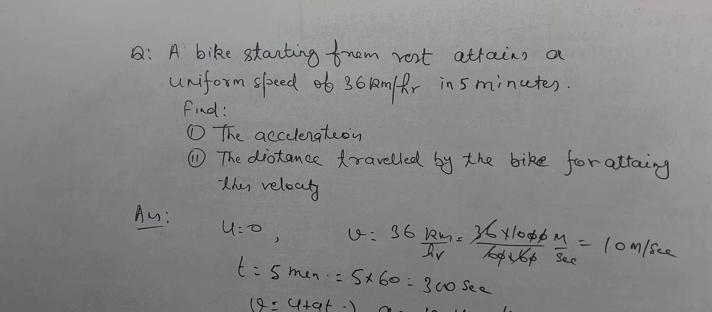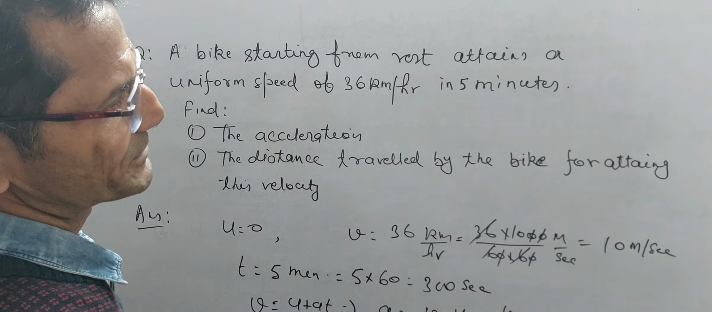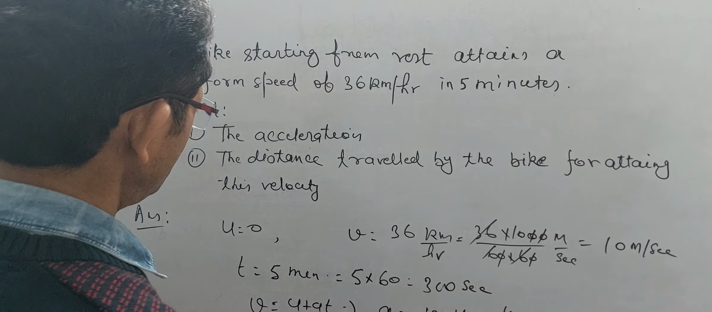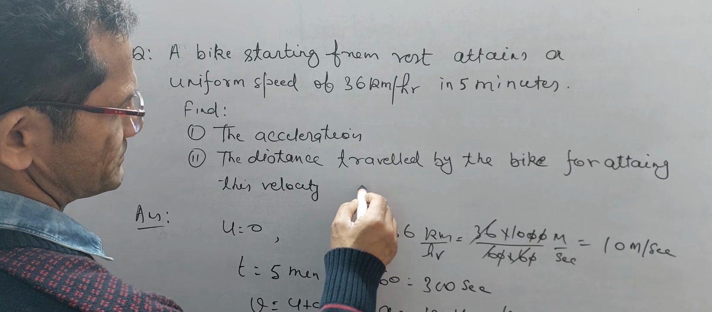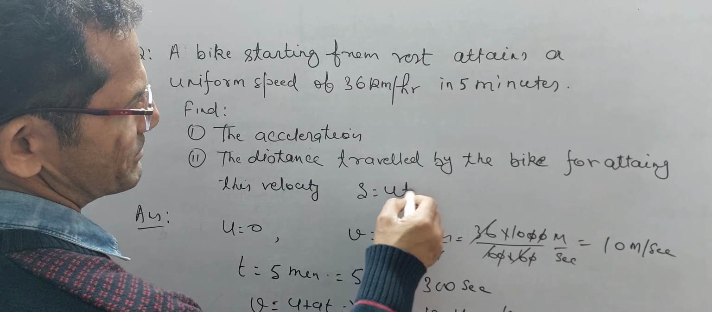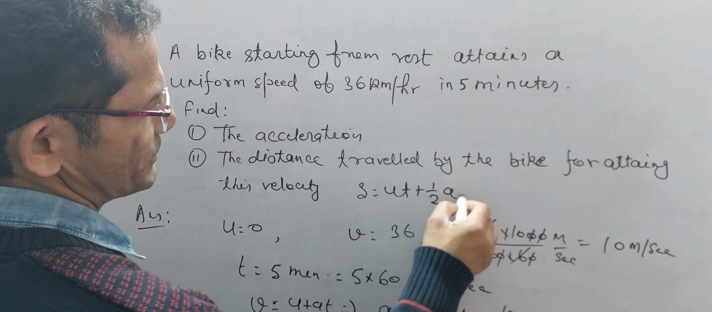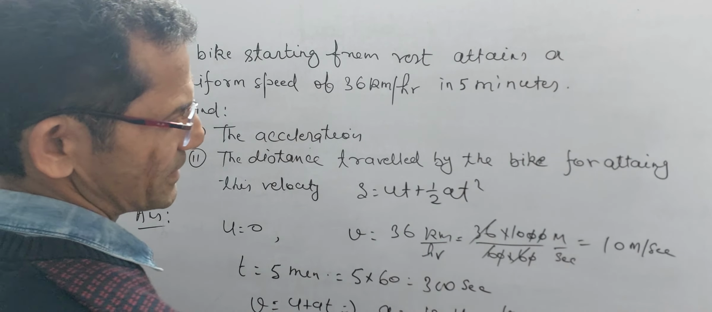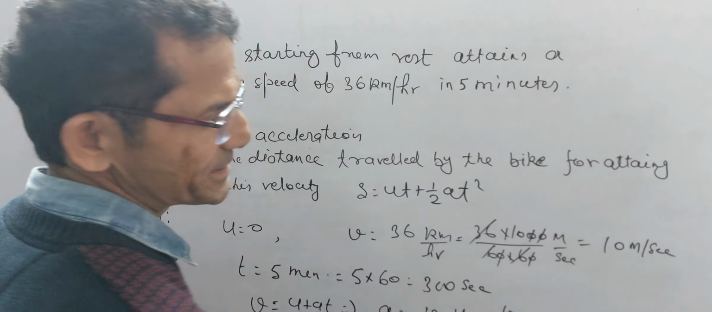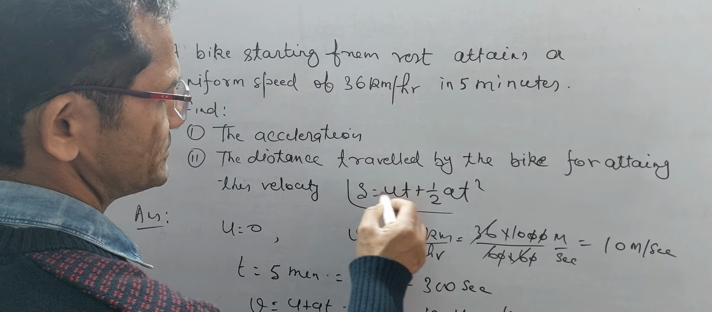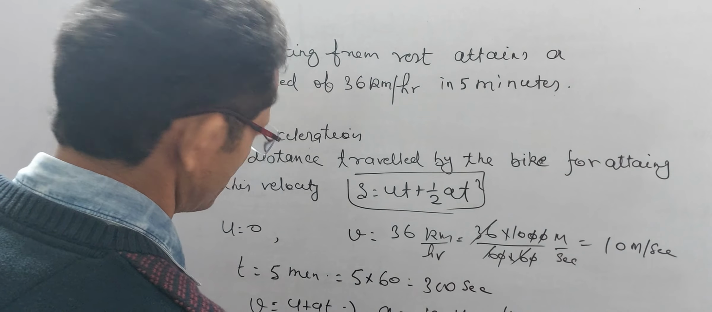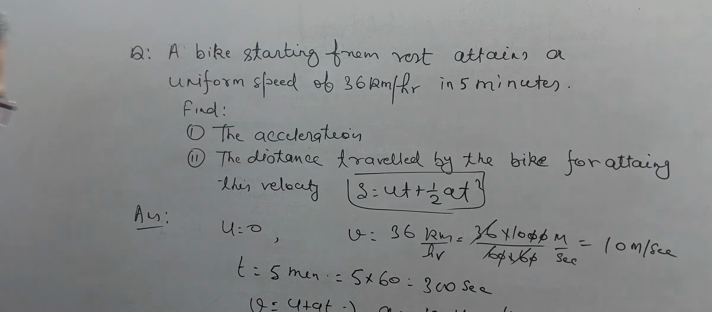Now in the second part, the distance traveled by the bike for attaining this velocity. We have to use the formula S is equal to ut plus half at square. We already got the acceleration, 1 upon 30 meter per second square. If I put all the values here, I will be able to find out the distance traveled.